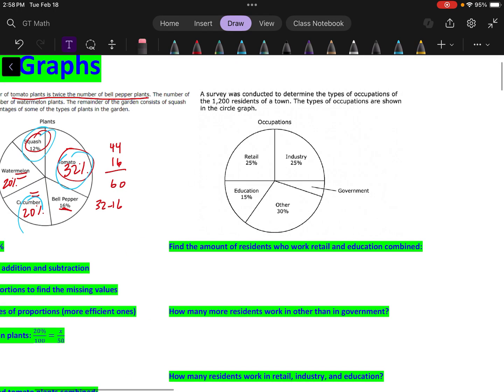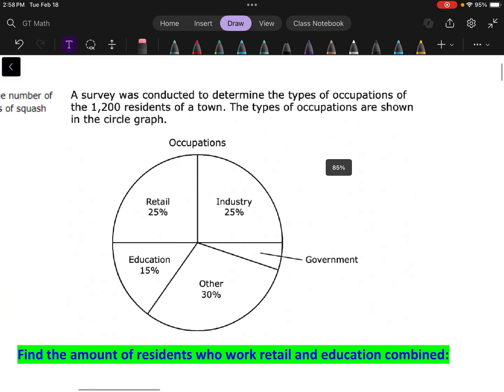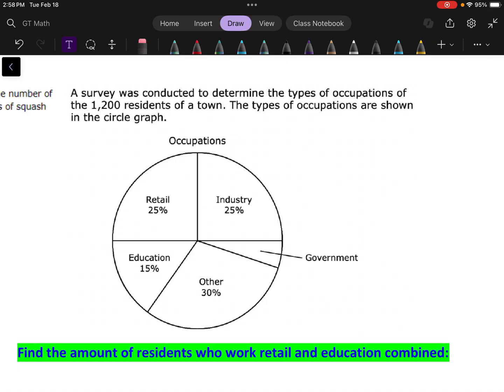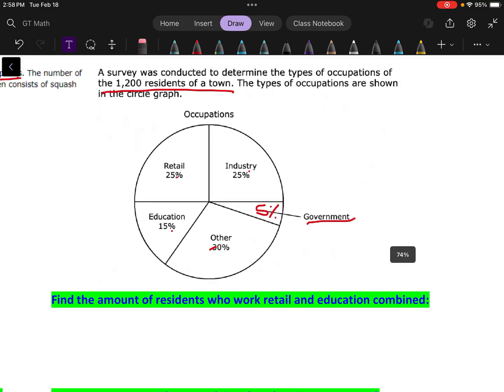All right, let's take a look at another one. A survey was conducted to determine the types of occupations of 1,200 residents. So there's that number that we're looking for. That's our total. And you'll notice here that they don't tell us the government. Okay, it's not that hard though. We can figure this out. 25 plus 25 is 50, 50 plus 30 is 80, 80 plus 15 is 95. That makes that 5%. Not hard, pretty easy.